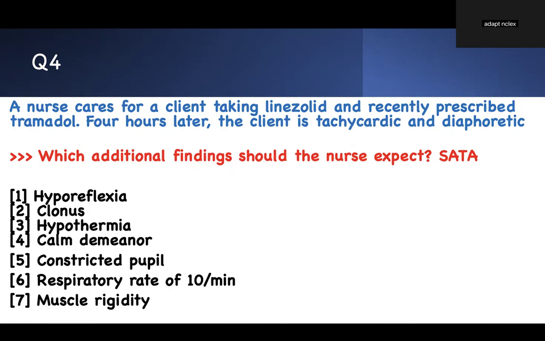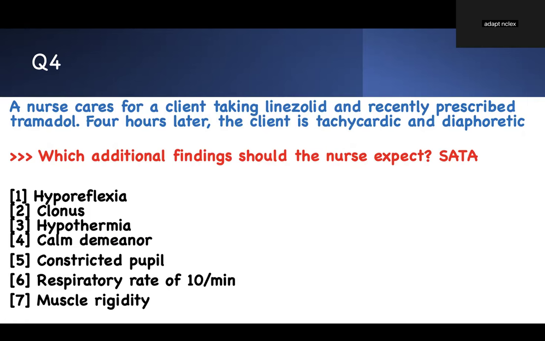Linezolid is a serotonin agonist. Tramadol is a serotonin agonist. That means you have two serotonin chemicals in your system. You're going to increase your serotonin. Four hours later, the patient has what? Tachycardia, diaphoresis. What do you think? Look at the answers. Which additional findings should the nurse expect?